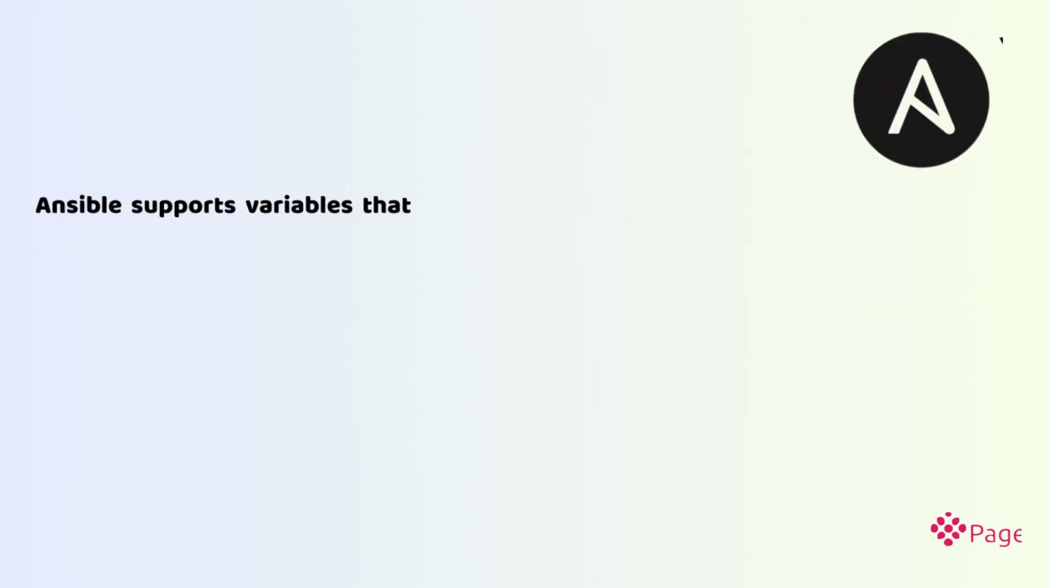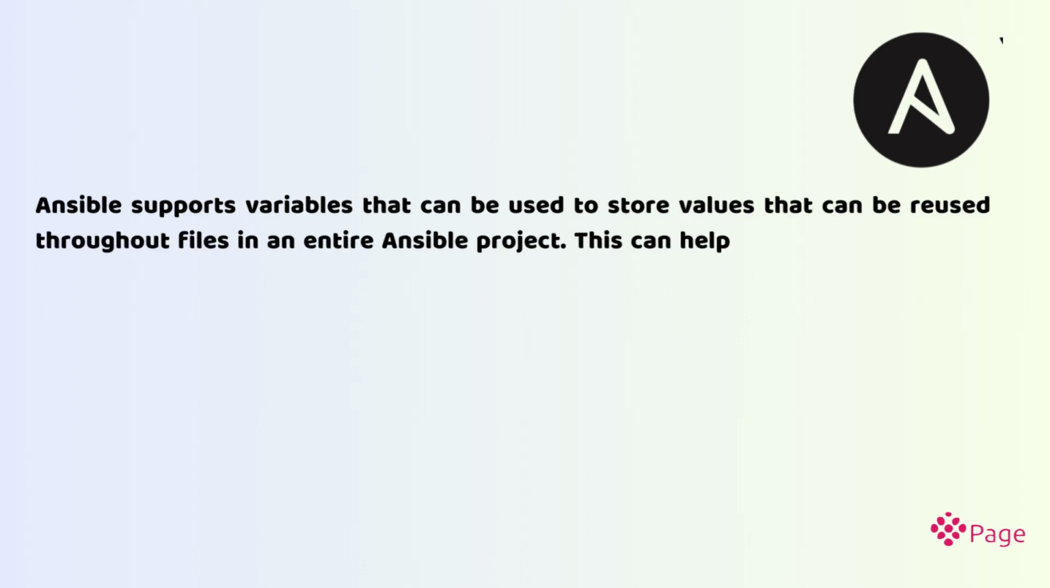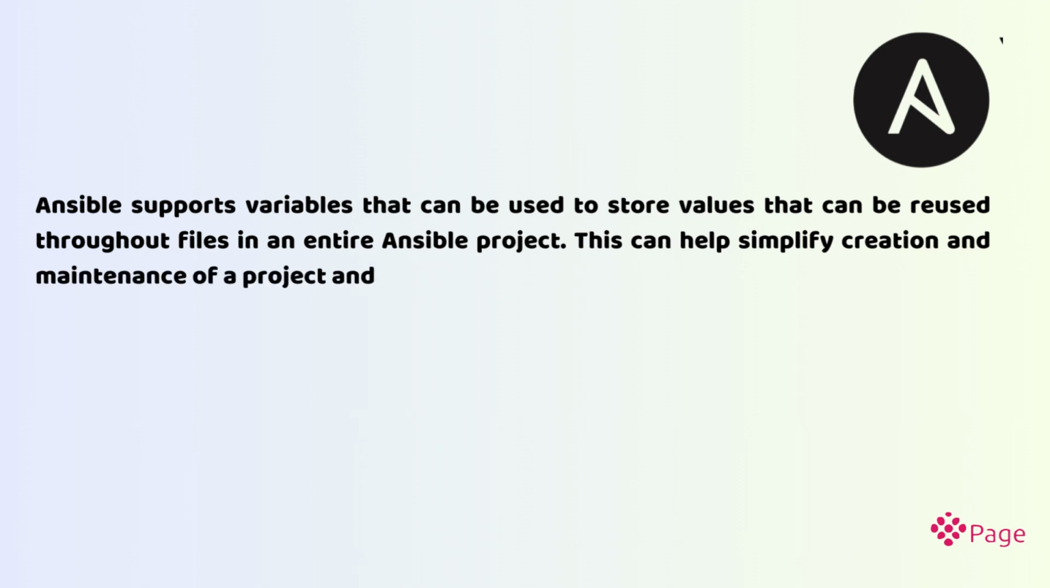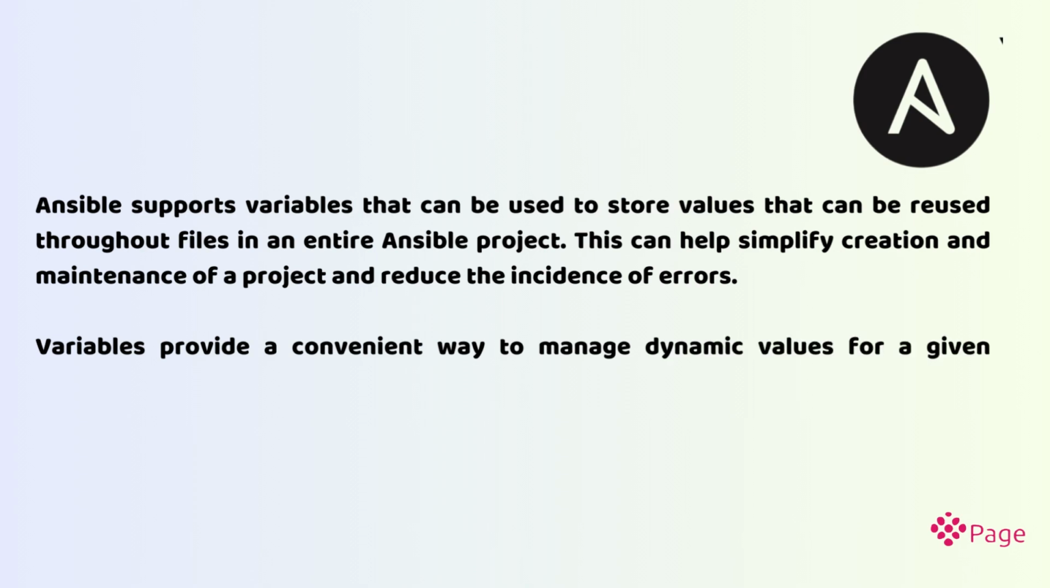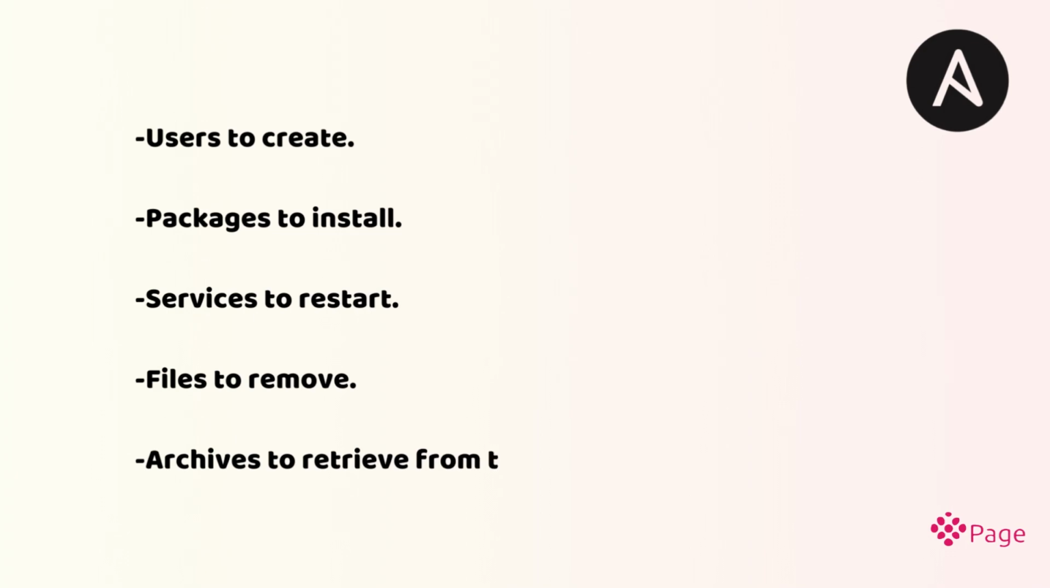Ansible supports variables that can be used to store values that can be reused throughout files in an entire Ansible project. This can help simplify creation and maintenance of a project and reduce the incidence of errors. Variables provide a convenient way to manage dynamic values for a given environment in your Ansible project. Some examples of values that variables might contain include users to create, packages to install, services to restart, files to remove, archives to retrieve from the internet.